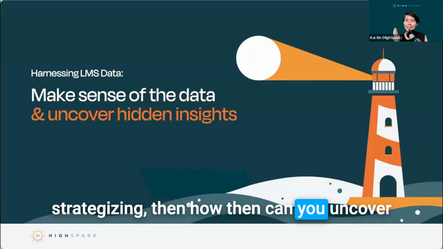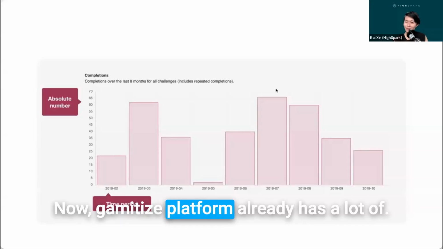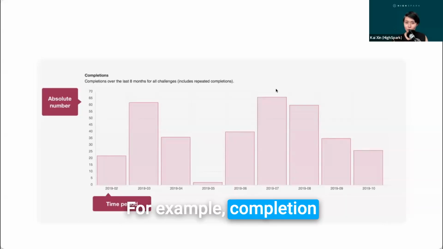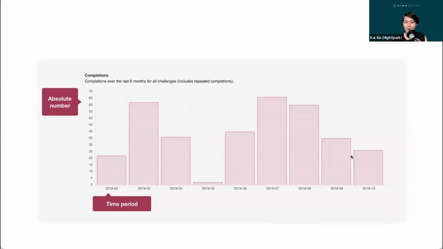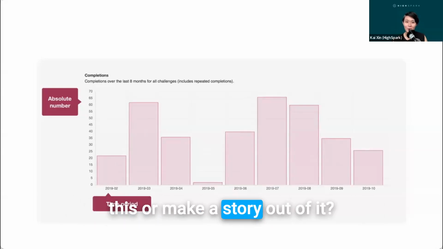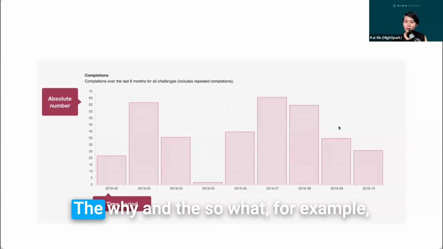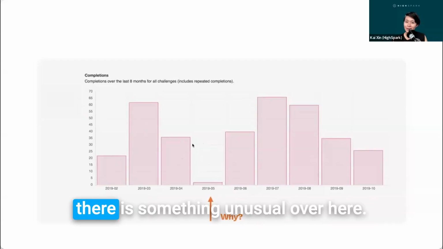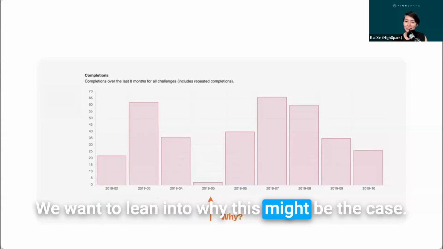Then how can you uncover insights based on these kinds of questions? Now, the Gametize platform already has a lot of interesting and very useful visual charts. For example, completion rate across a period of time. You can see that there are ups and downs. Then how are you going to present this or make a story out of it? It, again, depends on the why and the so what. For example, there is something unusual over here. We want to lean into why this might be the case.